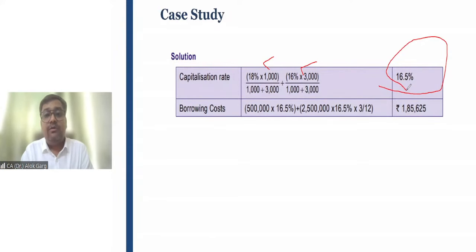Right? Now, 5 lakh rupees has been used for the full year because this expenditure has been incurred on 1st April. But this 25 lakh rupee expenditure has been incurred on 1st January, so this has been used for 3 months, right? So 5 lakh multiplied by 16.5% for the full year, plus 25 lakh multiplied by 16.5% for 3 months, into 3 by 12. This will give you 1,85,625. This is the borrowing cost which is going to be capitalized.